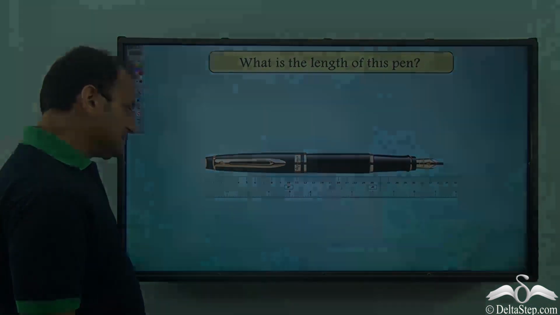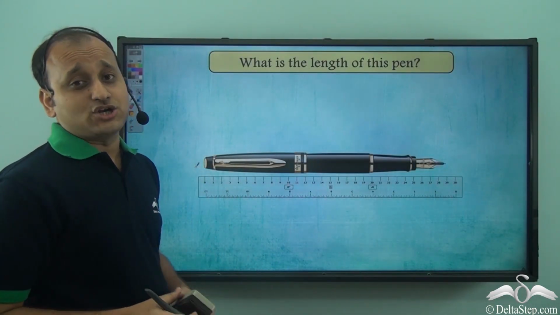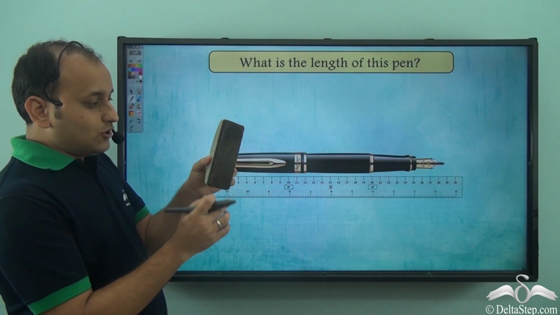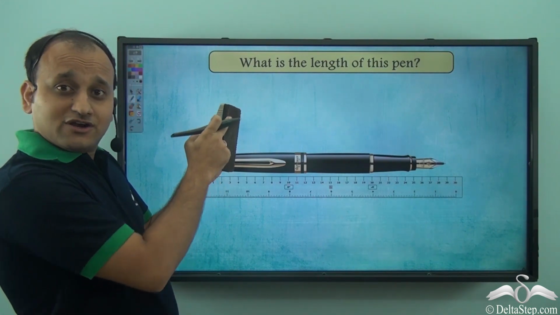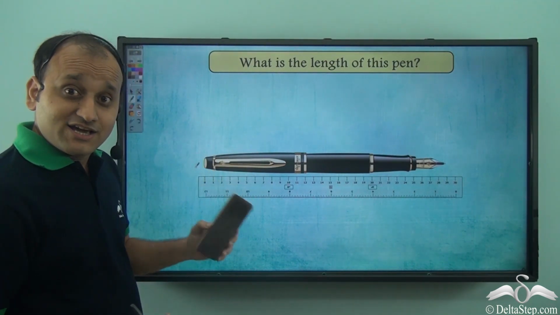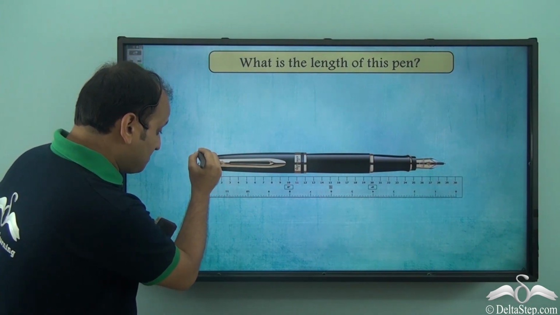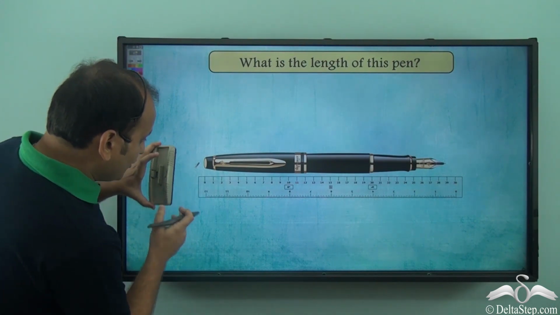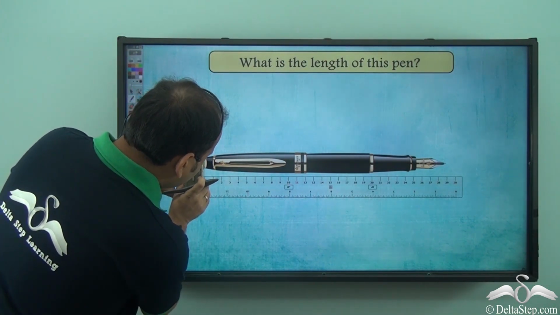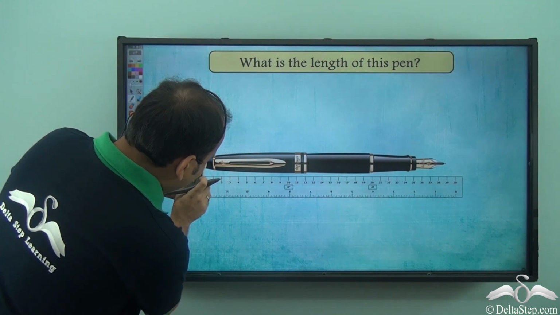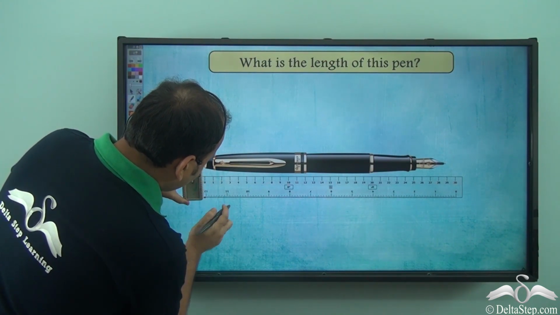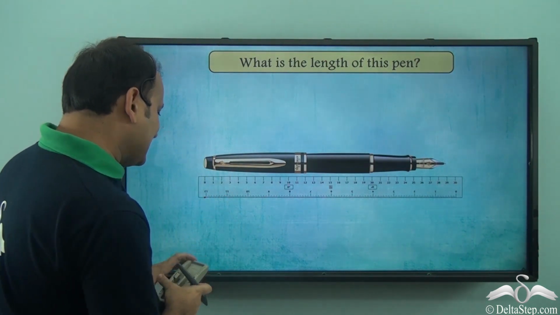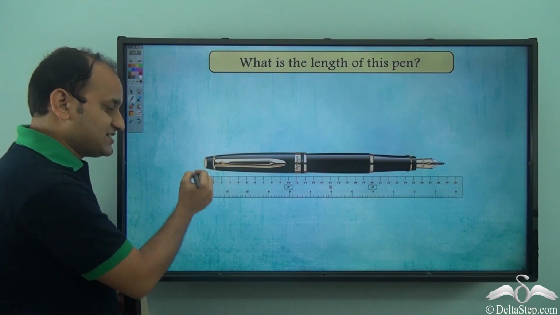Well, what we can do is take any straight object. It can be a page or it can be something like this. You can see the edge of this particular thing is straight. So we can use this to make sure that the edge of the pen exactly matches with 0 on the ruler. I place this object exactly at the end of the pen and see whether 0 is exactly matching here or not. In this case 0 is exactly matching with the pen.